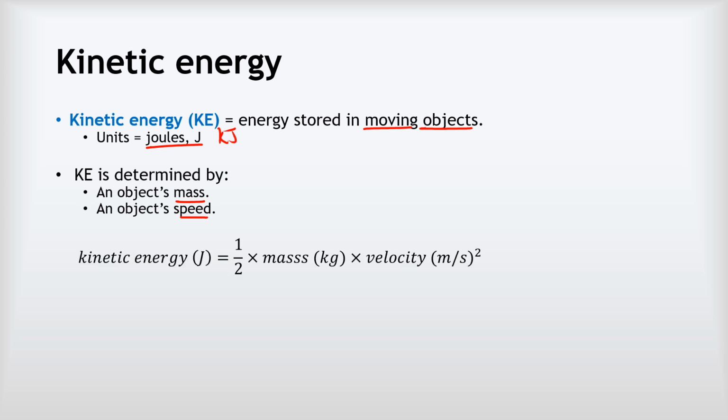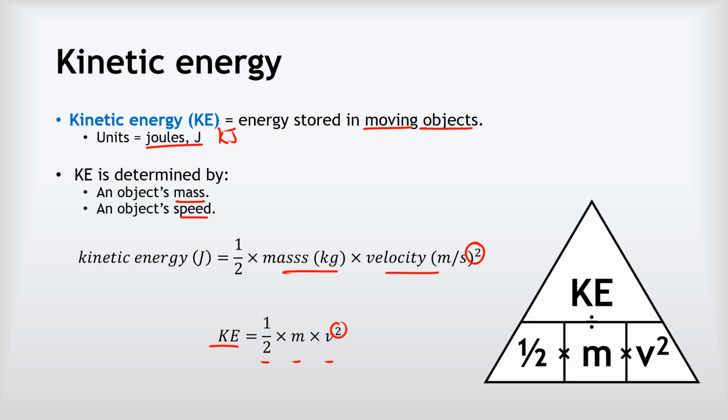So if we look at the equation for kinetic energy, we can see that kinetic energy is half multiplied by the mass multiplied by the velocity squared. That means the velocity has a bigger effect on the kinetic energy than the mass does. We can look at that in symbol form as well. So we say KE for kinetic energy equals half times m times v squared. And here is the equation triangle for that as well. KE at the top and then half times m times v squared on the bottom.